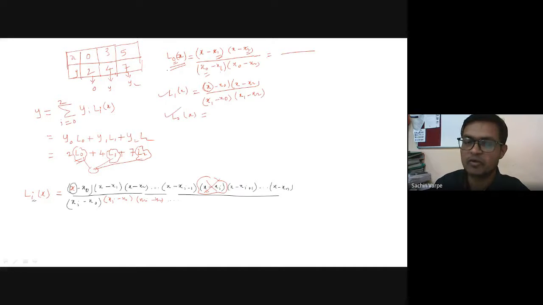In similar manner, you'll have to write for L2, then get these three polynomials L0, L1, L2, substitute into this, and simplify the expression, collect the like terms. That will be the required y as a function of x, and that is called a Lagrange's interpolating polynomial.